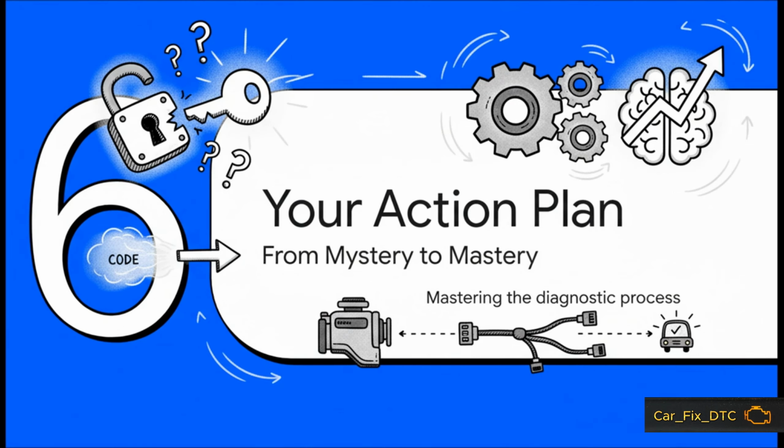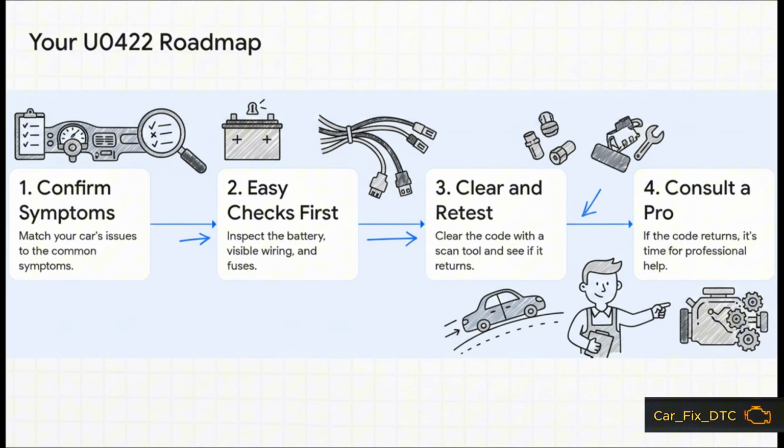Okay, so let's pull all of this together into a clear, straightforward action plan. This is how you go from the mystery of the code to mastering the problem. Here it is, your 4-step roadmap. Number 1, confirm your symptoms. Do they line up with what we've talked about? Step 2, perform those easy checks: battery, wiring, fuses. Do the simple stuff first. Step 3, if you find and fix something, clear the code with your scanner and then go for a drive. See if it comes back. And step 4, if that code pops right back up and the easy fixes didn't do the trick, it's time to call in a professional for that deeper diagnosis.